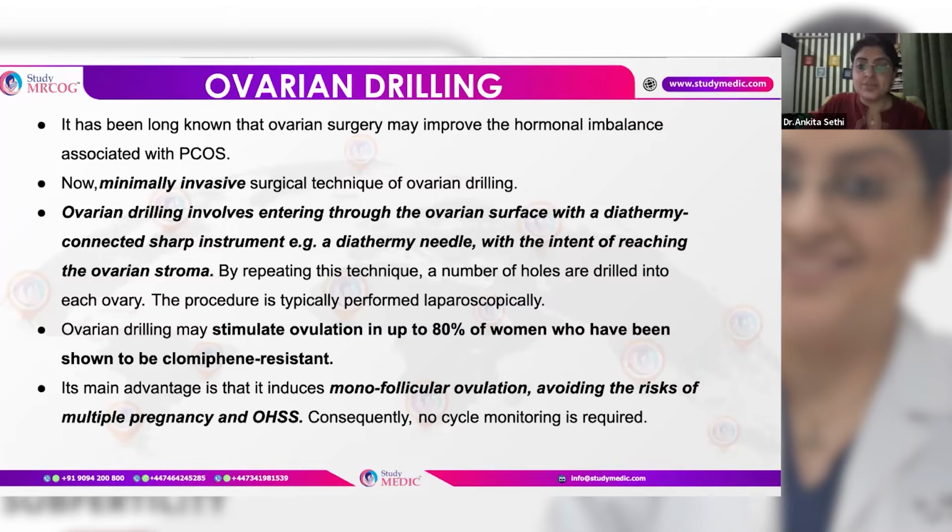Ovarian drilling may stimulate ovulation in up to 80% of the women who have been shown to be clomiphene resistant. The main advantage is that it induces monofollicular ovulation, avoiding the risk of multiple pregnancy and OHSS. Consequently, no cycle monitoring may be required in these patients.